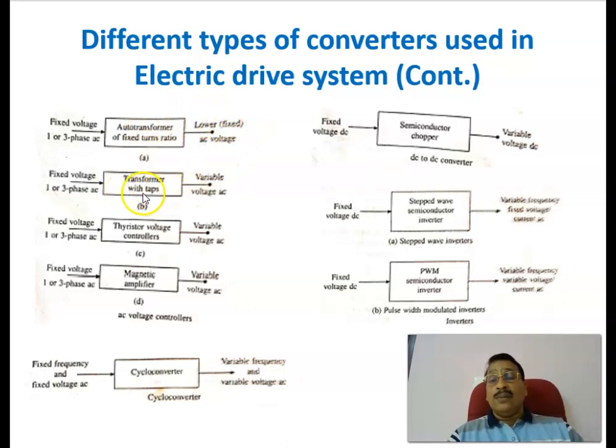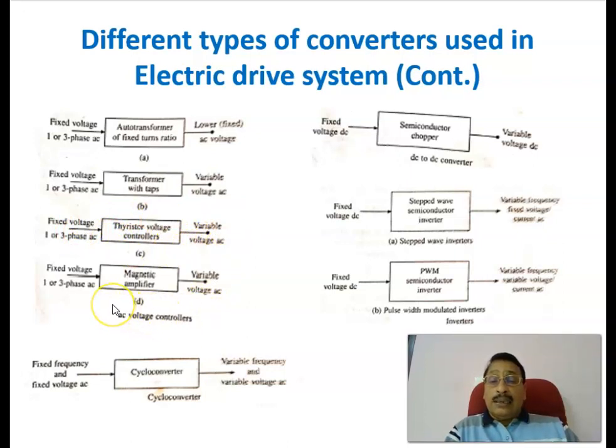Either a transformer with different turns you can have. Here you can get a variable voltage available, and from a fixed AC you can get a variable AC output voltage. Another method, if you are using a diode rectifier, in this case we are using a thyristor voltage controller. By using a thyristor voltage controller, it is an AC to AC converter. By controlling using the thyristor AC controllers, you can change it. You are getting it from a fixed AC, you are getting a variable AC output voltage.